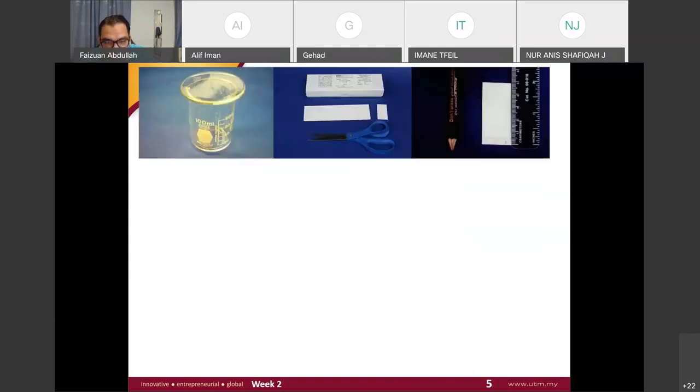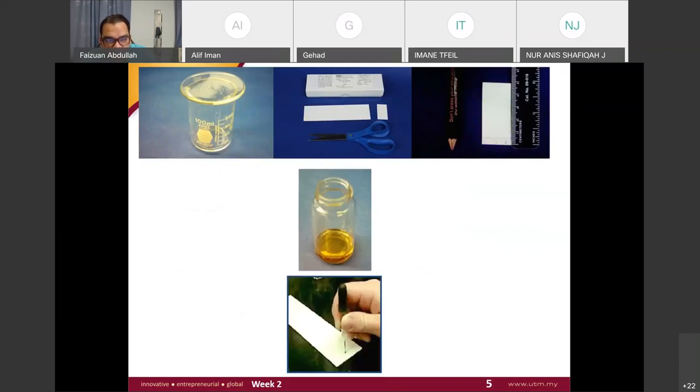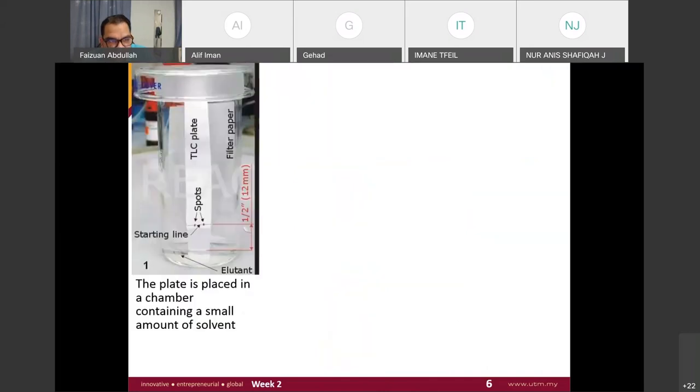This is what I mean. Okay, so this is how the thin film looks like. This is the mobile phase. This is how we put the compounds on the thin film. Just use a small needle or dropper. The sample is spotted at one end of the plate.